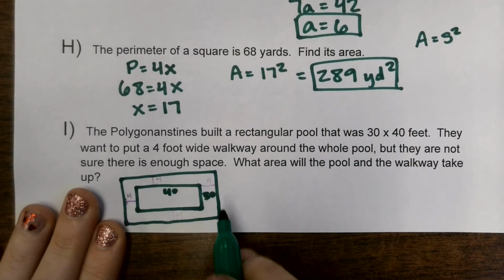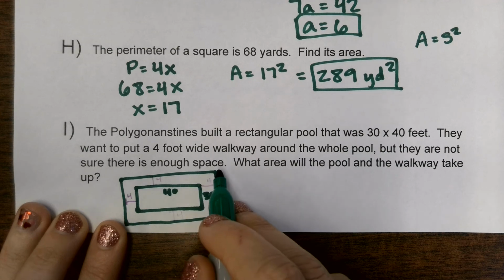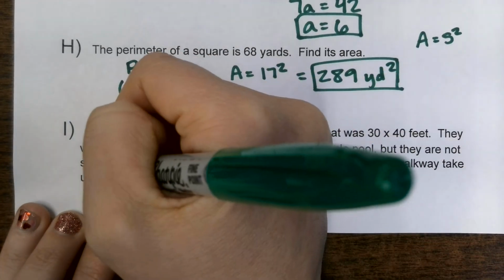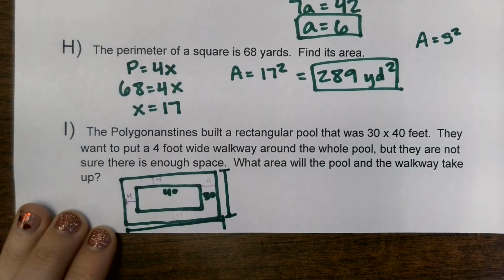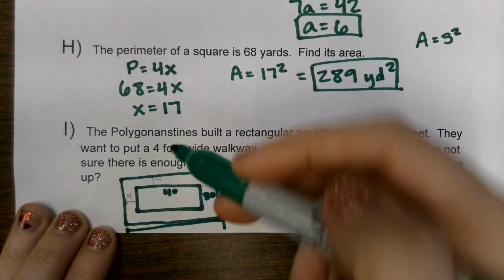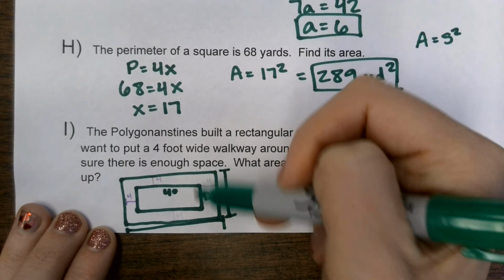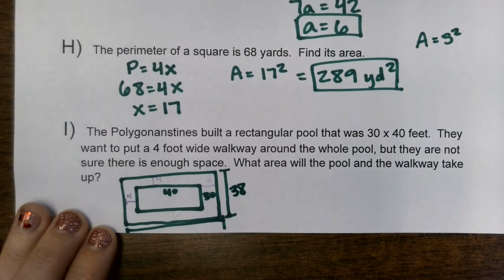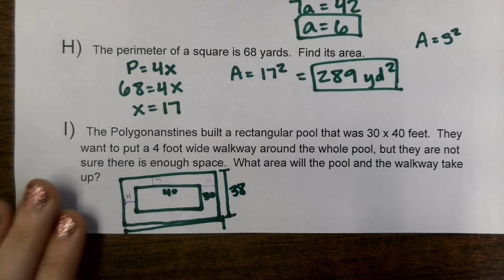Okay, so if I'm looking at the area of the pool and the walkway, I need to know what my new side length, my new width, and my new length are going to be. Ran out of space. So if my original width is 30, now I've got this walkway on both sides. So I've got a 30 plus 4 and then plus 4. So now I've got 38 as my pool and walkway width on both sides.